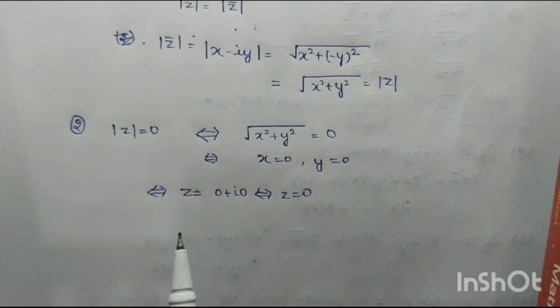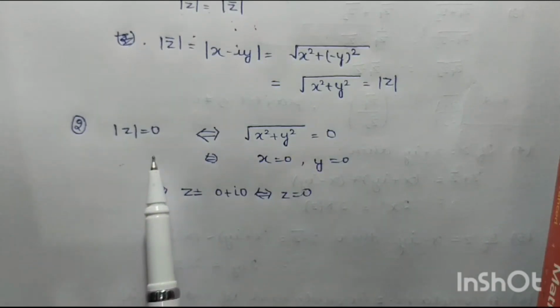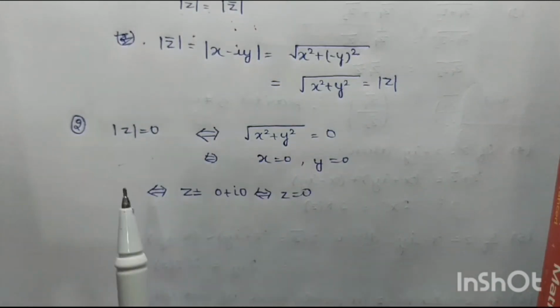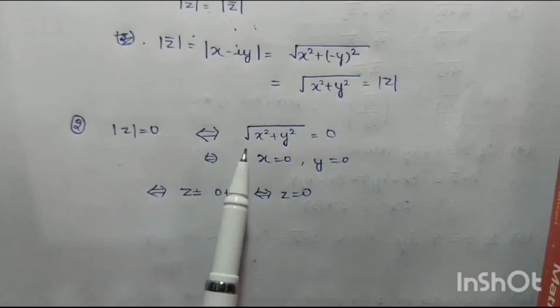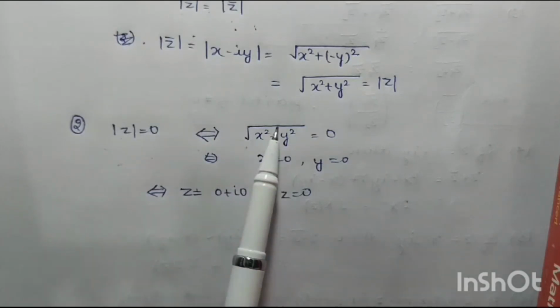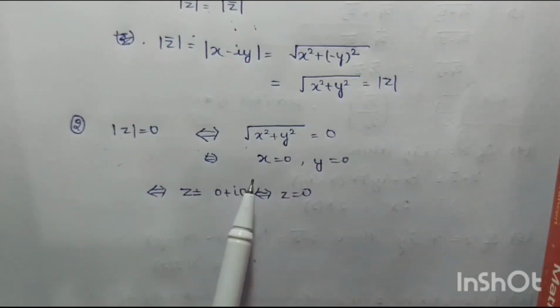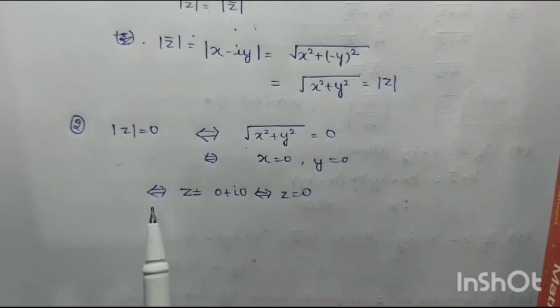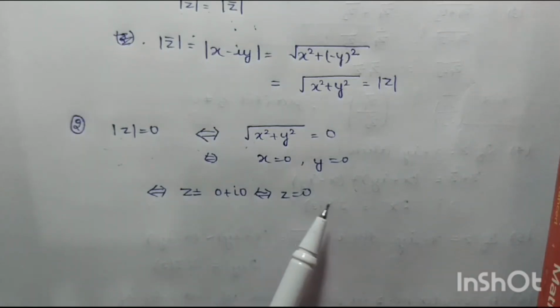Our next property: mod z is equal to 0. We know z is x plus iota y, so its mod, under root x square plus y square, is equal to 0. It means x is 0 and y is also 0, if and only if z is equal to 0 plus iota 0, which implies z is 0.